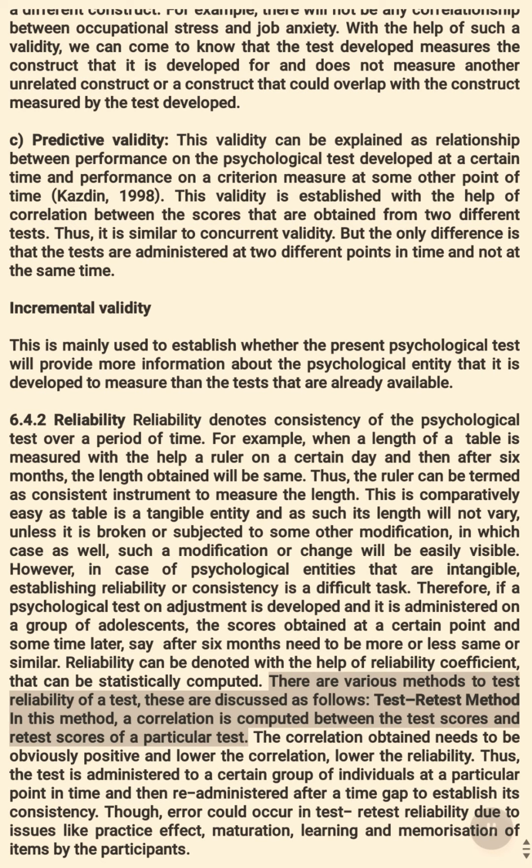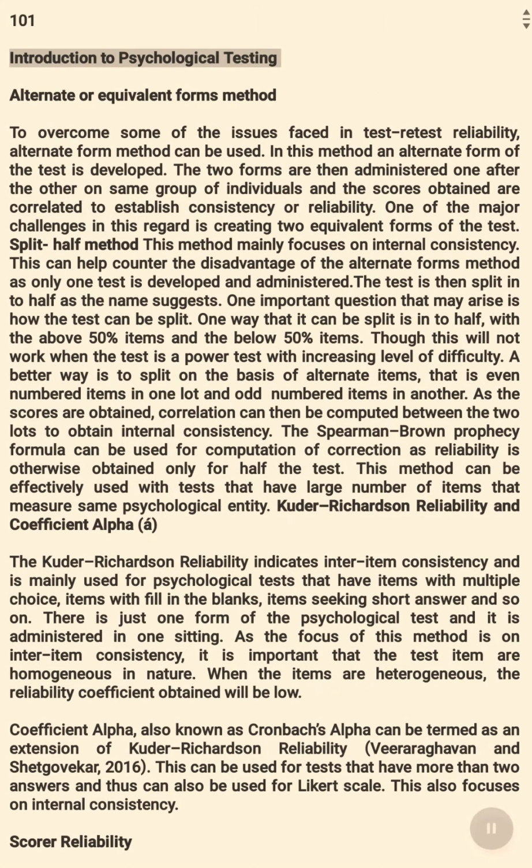Test-retest method. In this method, a correlation is computed between the test scores and retest scores of a particular test. The correlation obtained needs to be obviously positive, and the lower the correlation, the lower the reliability. Thus, the test is administered to a certain group of individuals at a particular point in time and then re-administered after a time gap to establish its consistency. Though, error could occur in test-retest reliability due to issues like practice effect, maturation, learning and memorization of items by the participants.